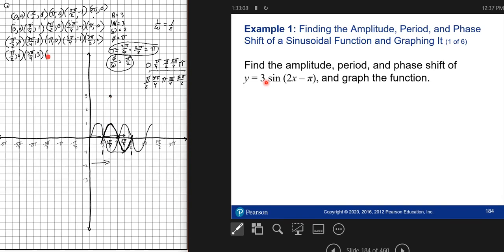And then pi 0 remained at pi 0. And 5 pi over 4 now goes down to 3. So this point got moved down to here. And 3 pi over 2 stayed at 0. So it came back up to here. So now it's going to go like this.